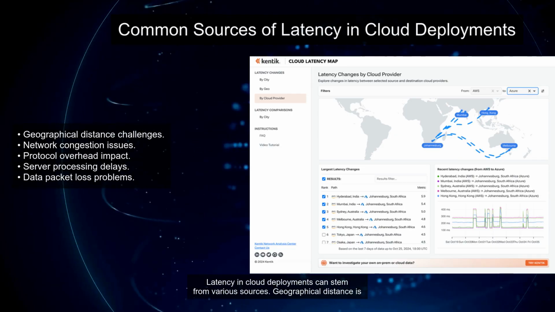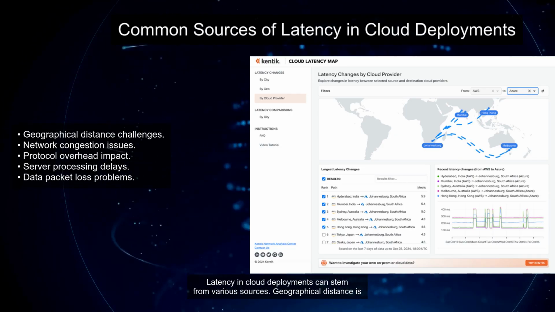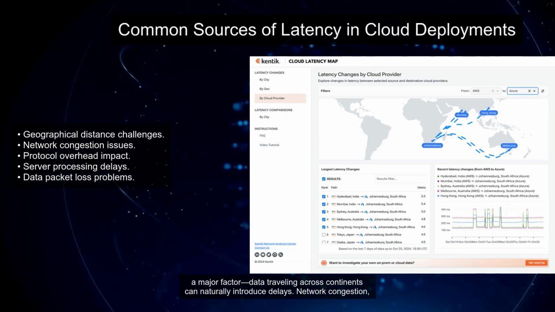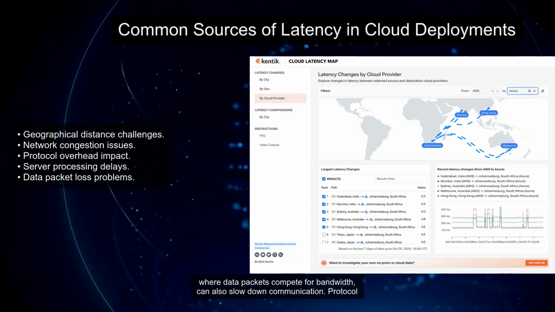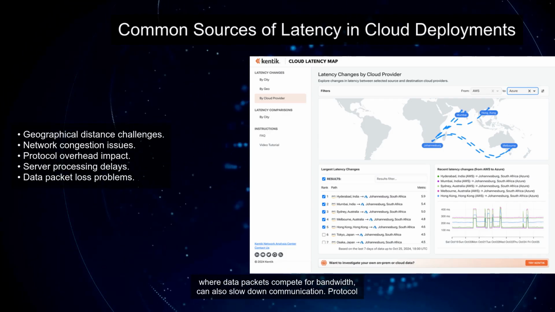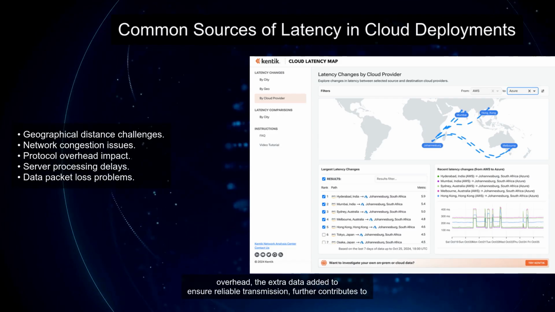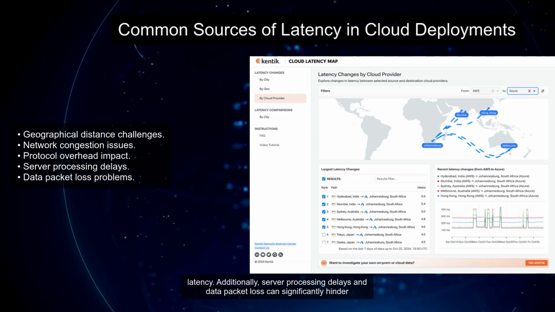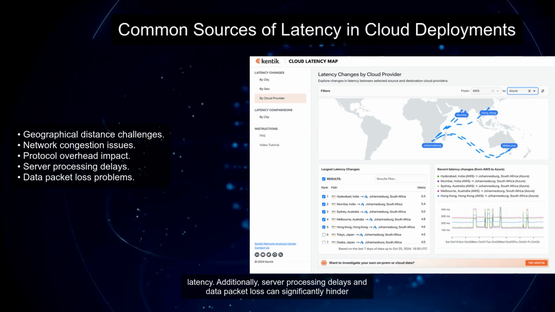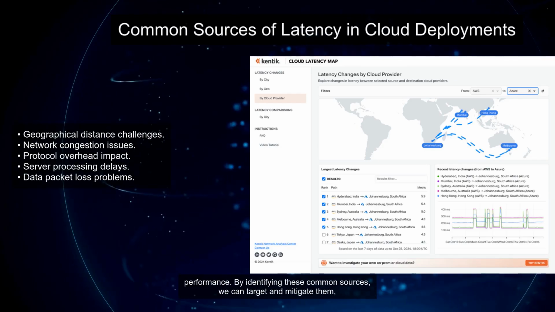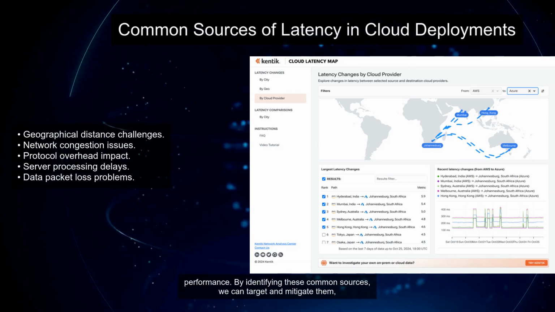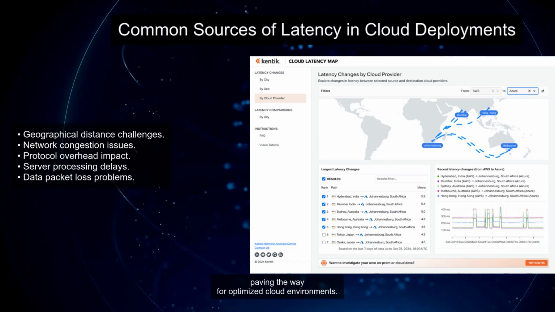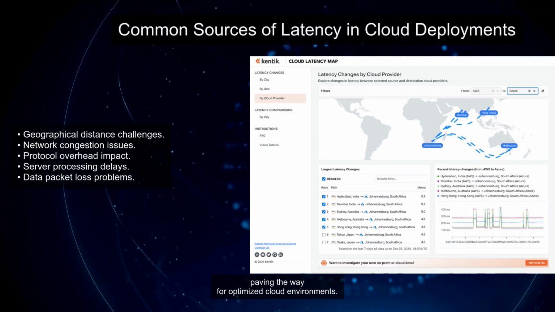Latency in cloud deployments can stem from various sources. Geographical distance is a major factor. Data traveling across continents can naturally introduce delays. Network congestion, where data packets compete for bandwidth, can also slow down communication. Protocol overhead, the extra data added to ensure reliable transmission, further contributes to latency. Additionally, server processing delays and data packet loss can significantly hinder performance. By identifying these common sources, we can target and mitigate them, paving the way for optimized cloud environments.